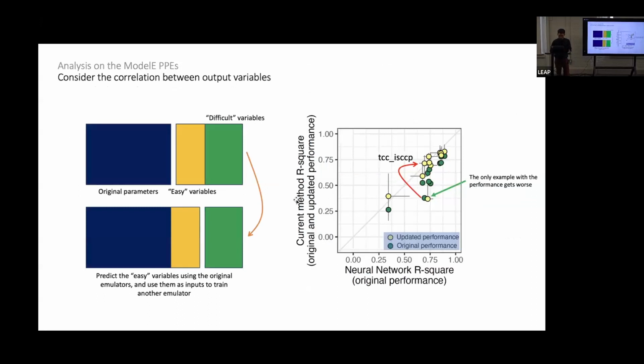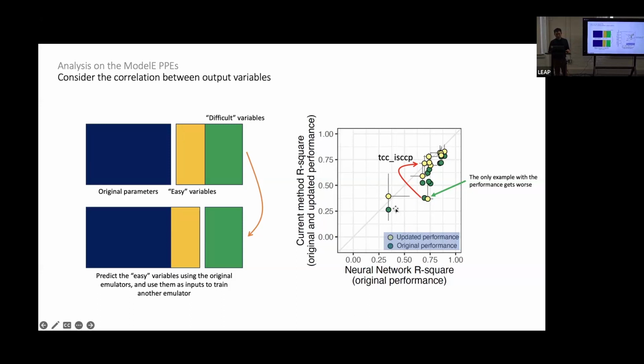So we're focusing on the PPEs with more ensembles here. Remember that there are some green points that do not perform as well. We think, oh, maybe because our method looks at one variable at a time, the relationships between the variables are ignored. So we say, why don't we predict the easy-to-predict variables and put them together and make a new emulator focusing on these difficult variables. So that's what we did, and the figure on the right is showing the improvement.